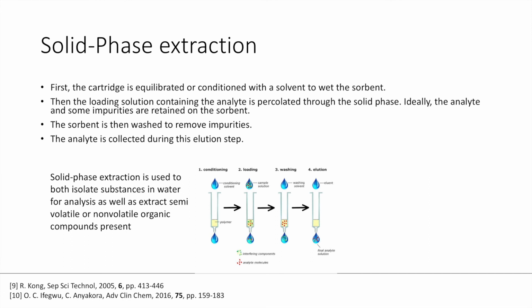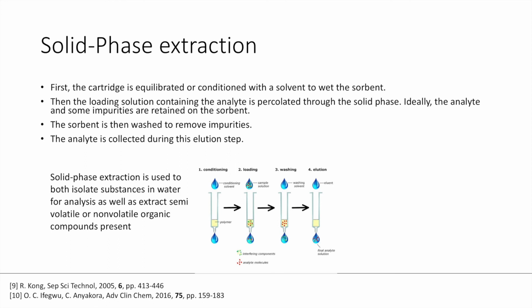Finally, we have solid phase extraction. Now, first, your polymer will be conditioned through a conditioning solvent, which will be passed through. You will then introduce your sample, and within that, the polymer will isolate the compounds and trace organics present in your sample. Then you have a washing solvent, which will wash away any impurities, and then the analyte itself is collected during the elution step.